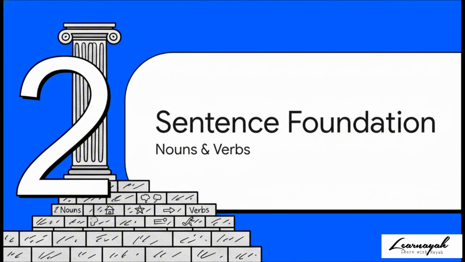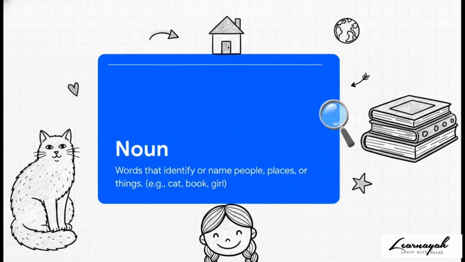Every great structure needs a rock-solid foundation, and in the world of sentences, that foundation is built with two absolutely essential materials: nouns and verbs. First up, we've got nouns. A noun is simply a word that names something, a person, a place, or a thing. Just think of it as the what of your sentence. Words like cat, book, or girl, they give us something concrete to talk about.